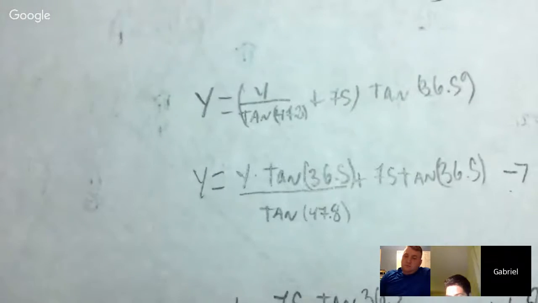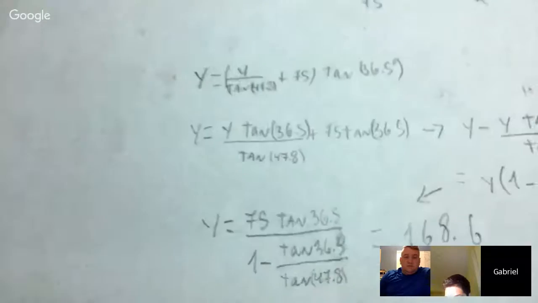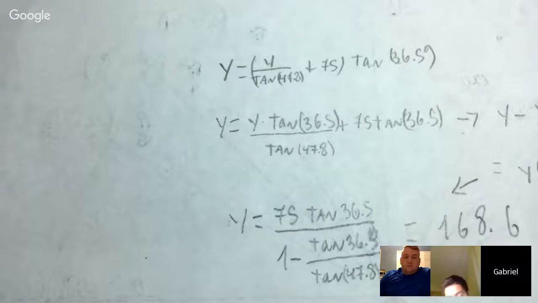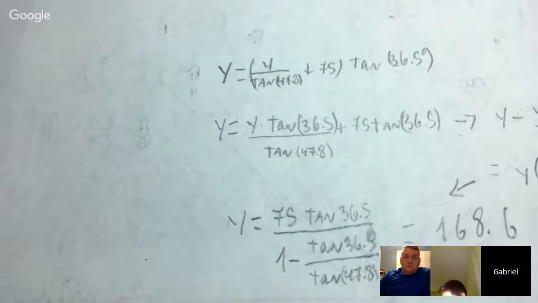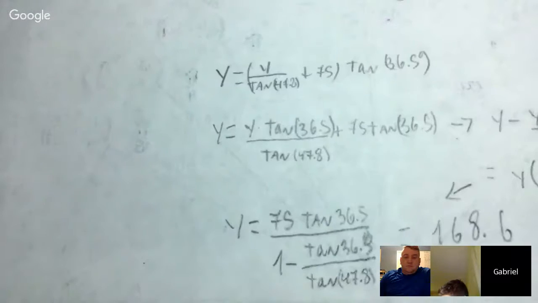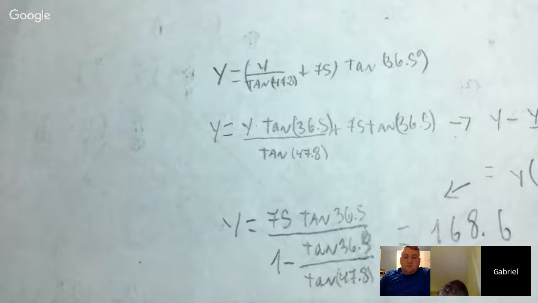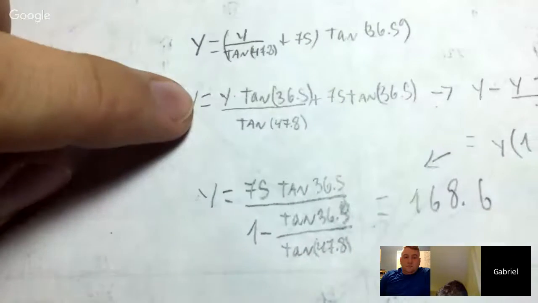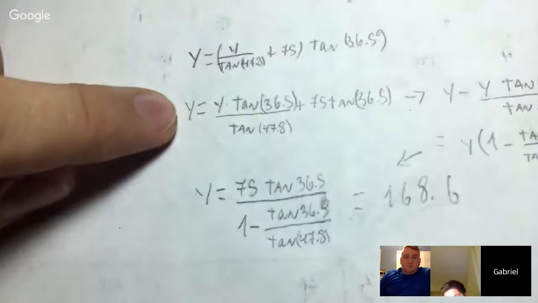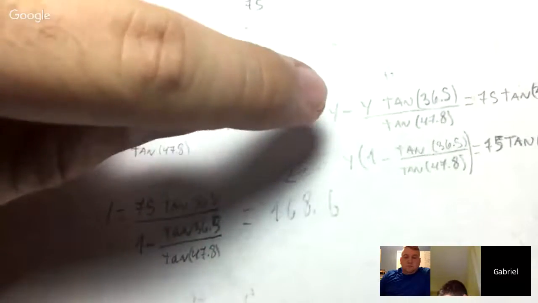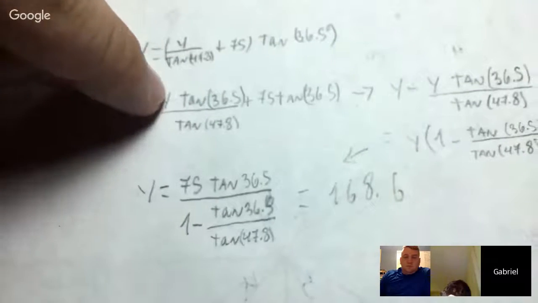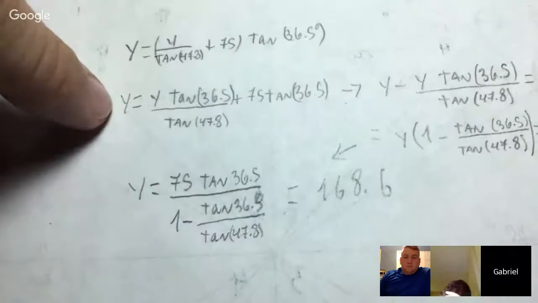We said x equals y over tangent of 47.8 plus 75. We replace that x for y. And then tangent of 36.5. And then we start solving for that here. And then we set the y, we move the whole equation with the y to the y side.